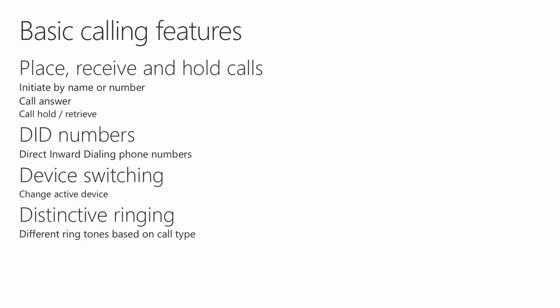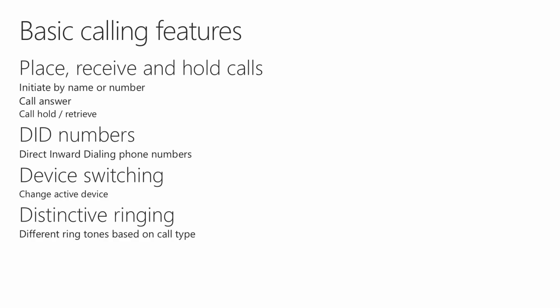Microsoft Teams gives you all the basic calling features that you would expect from any phone. You can place, receive, and hold calls. Calls can be initiated by name or number if the contact is in your contact list. In Phone System, every user who will use Phone System will have a direct inward dialing phone number, so that they can be directly reached with that phone number.